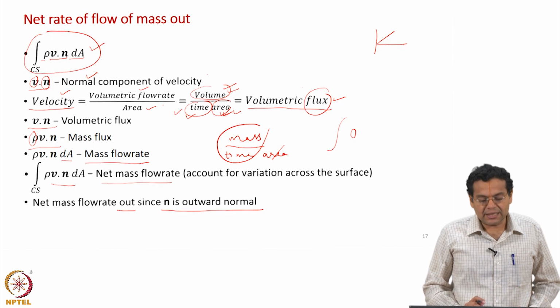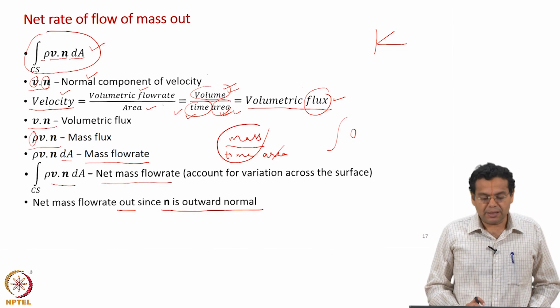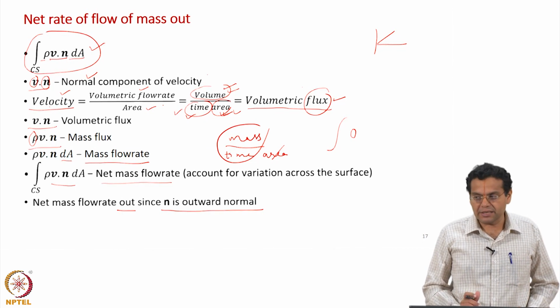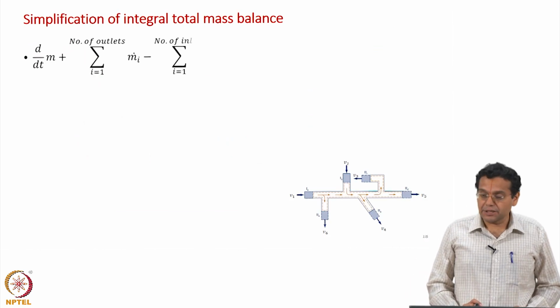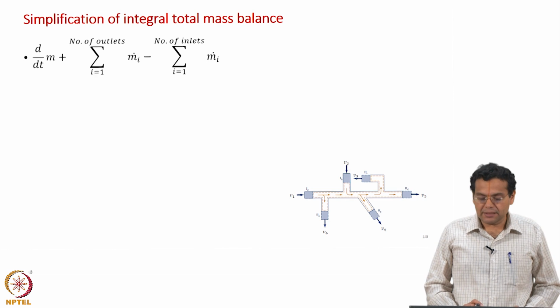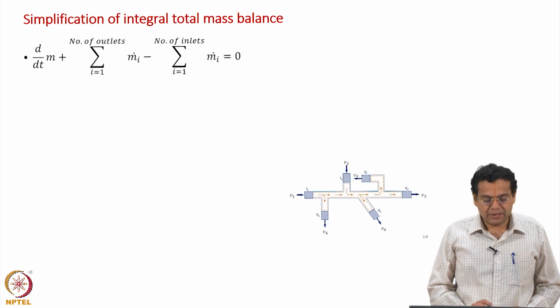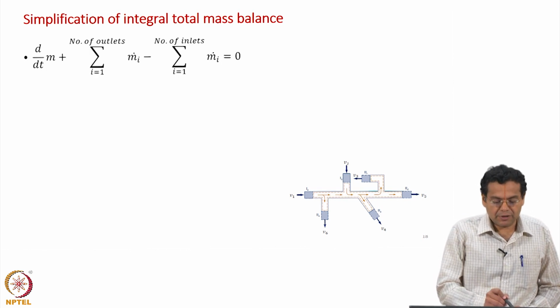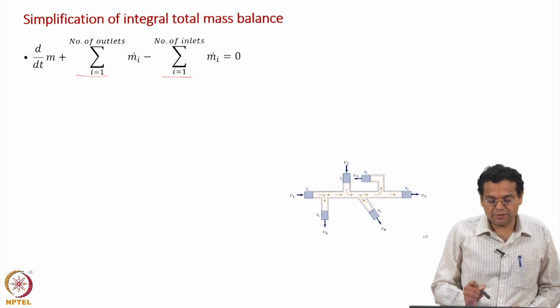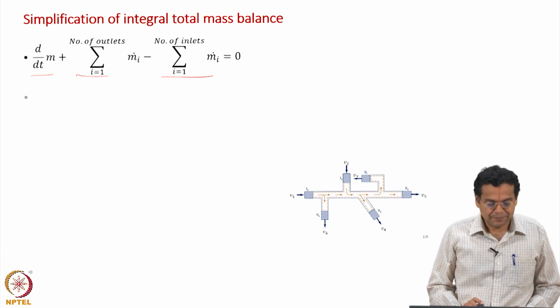The moment you look at the integral, it may be difficult to understand, but if you interpret it in this way, it becomes very easy to understand. Okay. Now, let us continue to simplify the integral total mass balance equation. This is where we left. We said we write it in terms of the sum of outlet flow rates minus the sum of inlet flow rates and the rate of change of mass. Okay.